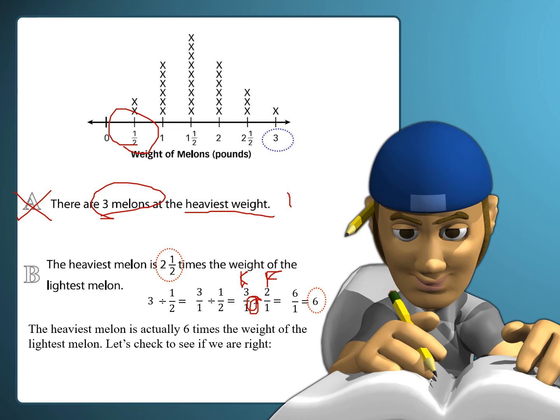So now if you want to check to see if you're correct, we're going to do the inverse. We're going to say 6 times 1/2, and we should get 3. So 6 times 1/2 is equal to 6/2, which is equal to 3. That means that the heaviest melon is actually 6 times the lightest melon.